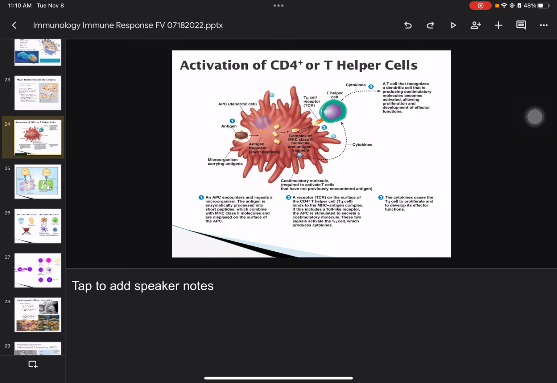I'm still stuck on part one, because I'm trying to figure out, is that a bad thing or a good thing? The antigen. Is the antigen a good thing or a bad thing? Right here? Antigen's not good here. It's a bacterial cell. It's in the body.